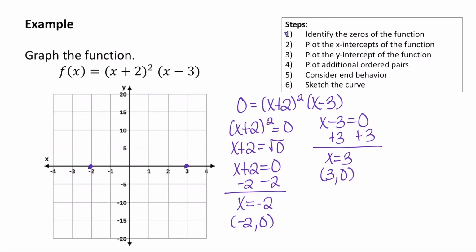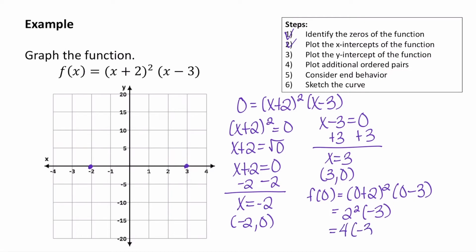Now we need to figure out the y-intercept of the function. So to figure out the y-intercept, we're going to plug in x equals 0. So we have f of 0 equals 0 plus 2 squared times 0 minus 3. So that gives us 2 squared times 0 minus 3, which is negative 3. So we have 4 times negative 3, which is negative 12. So that means we have a y-intercept at 0, negative 12. So I'm going to go ahead and plot that on my graph. So I have 0, negative 12.